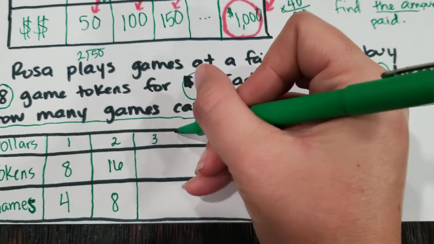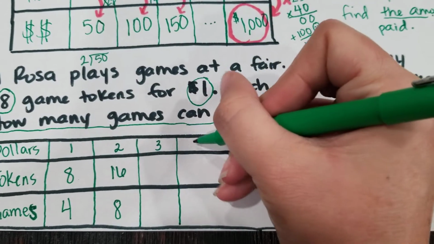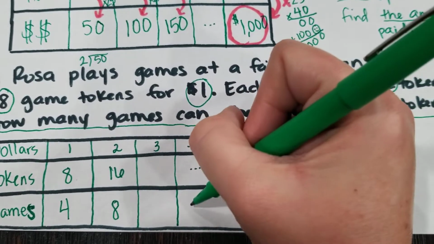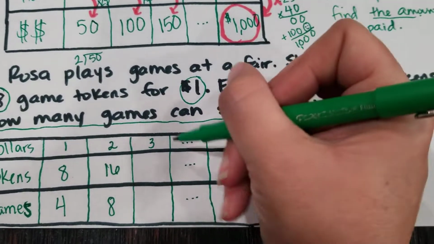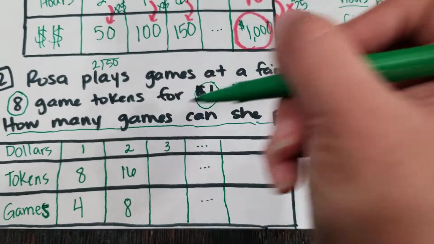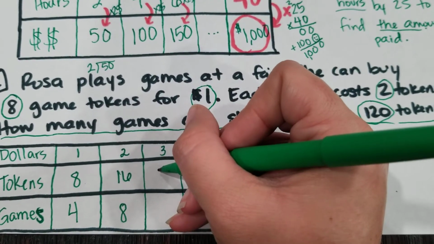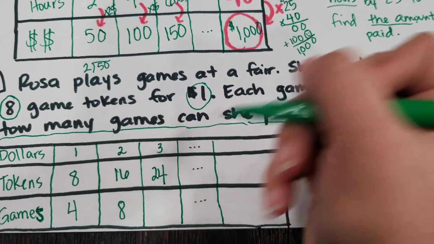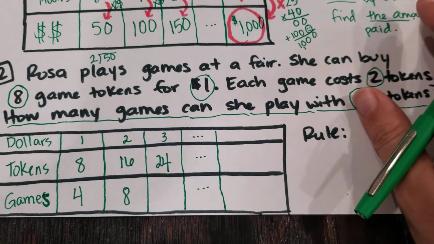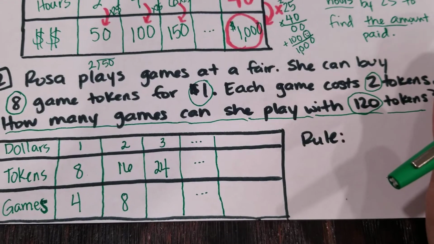And then if she had $3, I think I'm just going to do 3. 3 can help us find the rule just fine. And then once we have the rule, we'll solve our problem. So $3, she gets 8 tokens for each dollar. That means 3 times 8, she'll have 24 tokens. And then she gets to play 1 game for 2 tokens.